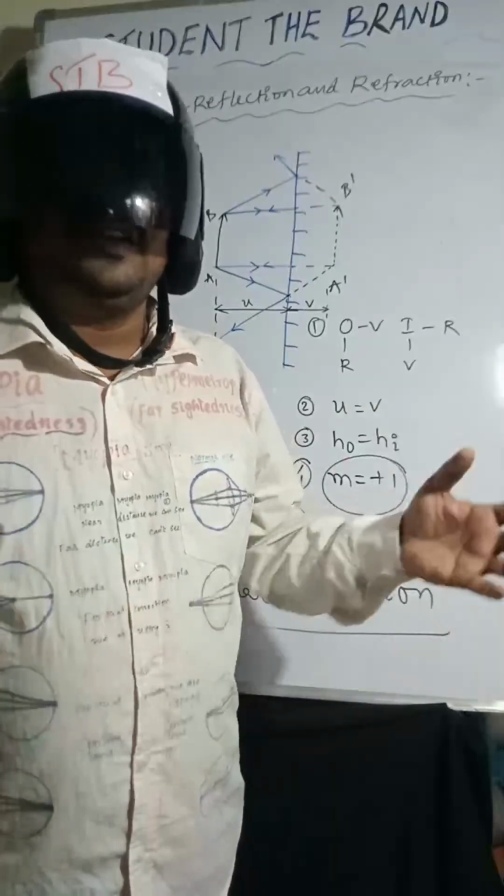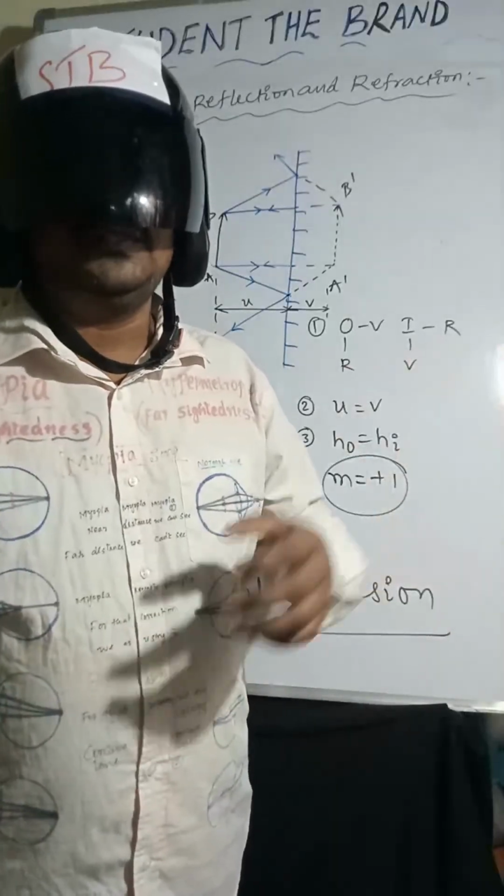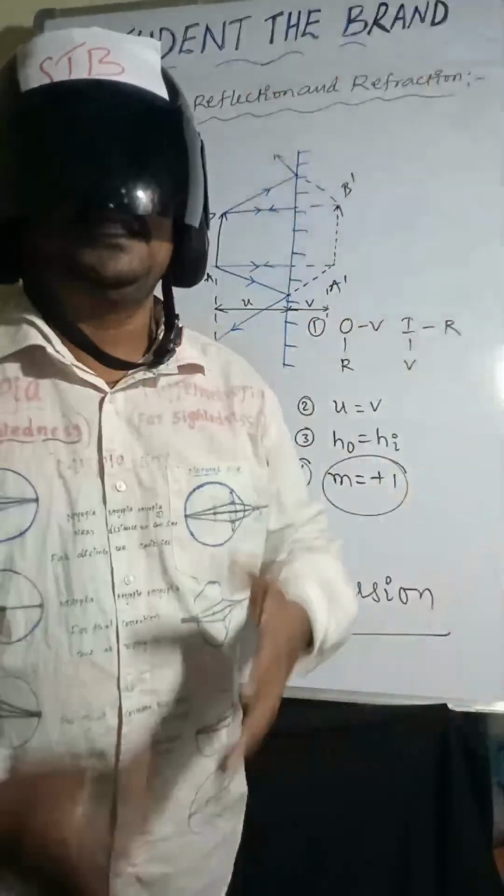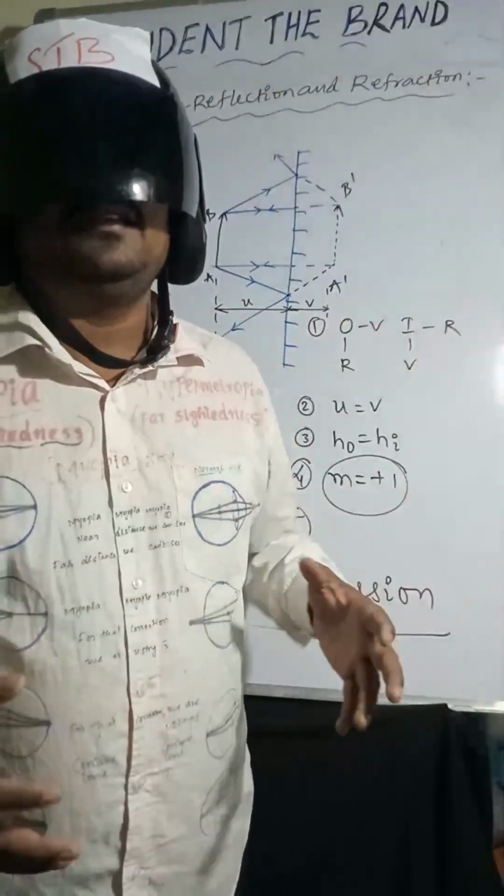Once again, the phenomenon of converting the right side of the object to appear as the left side of the image, and the left side of the object to appear as the right side of the image, is called lateral inversion.